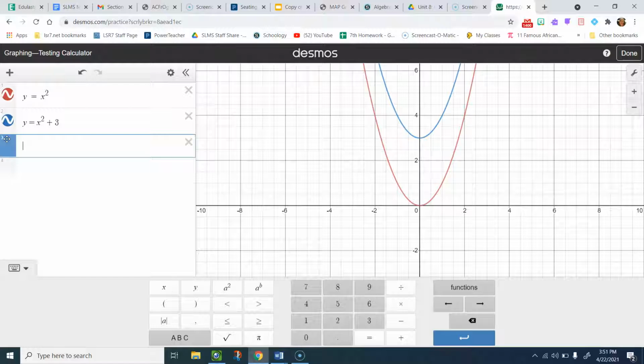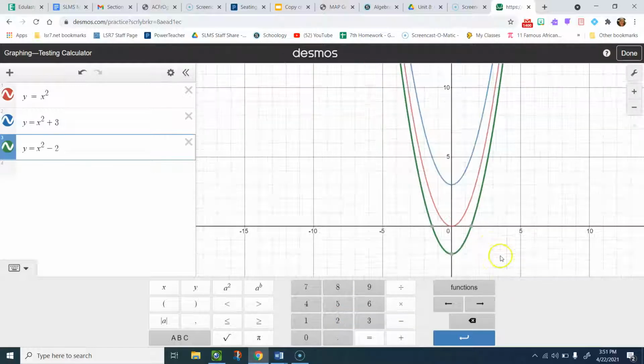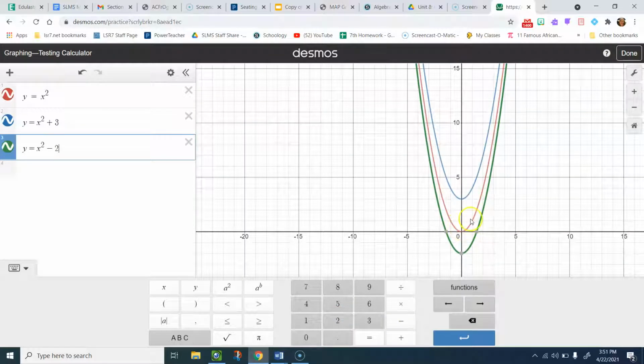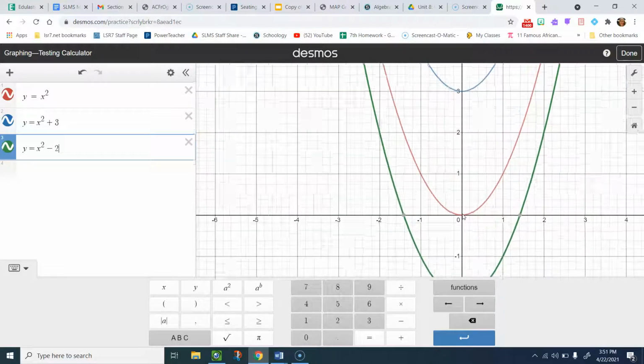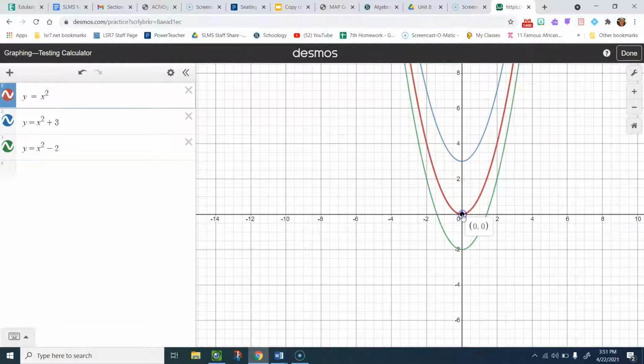We have y. Now I notice the paper says f of x. That's the same thing. So I'm typing in this one, and I'm going to use my keystroke, minus 2. Okay, so here the red one, and notice that this one can go in and out. Hold on, here we go.